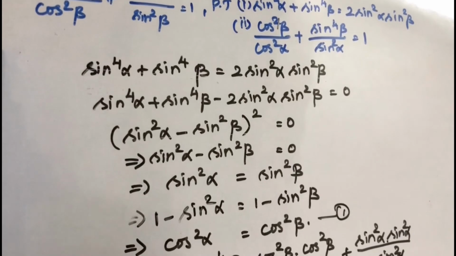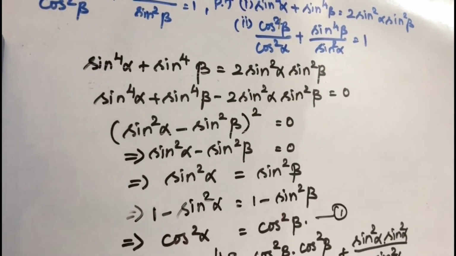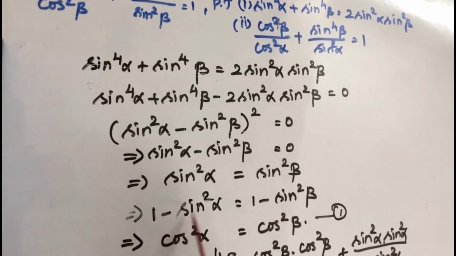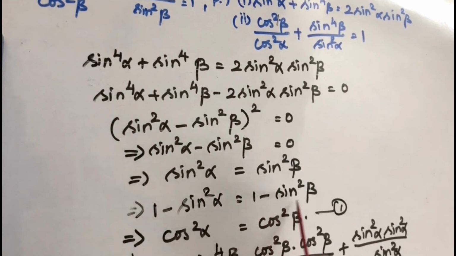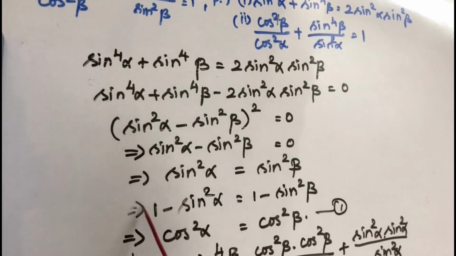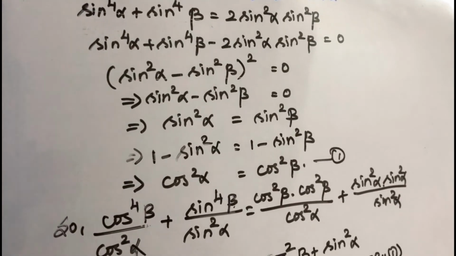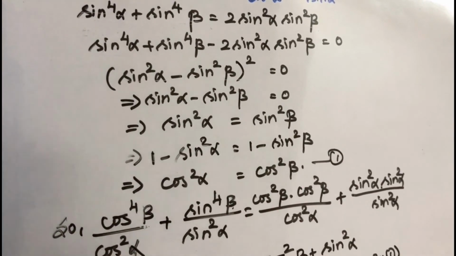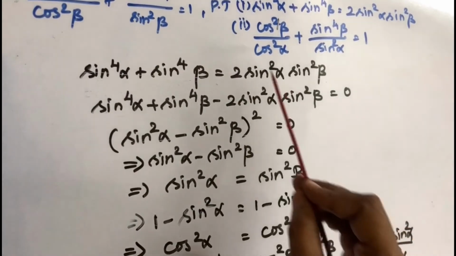Now we'll subtract from 1 on both sides. You get 1 minus sin square alpha is equal to 1 minus sin square beta. That implies cos square alpha is equal to cos square beta. Why do we do 1 minus? It is to change sin in terms of cos. So cos square alpha is equal to cos square beta. That's our result 1.